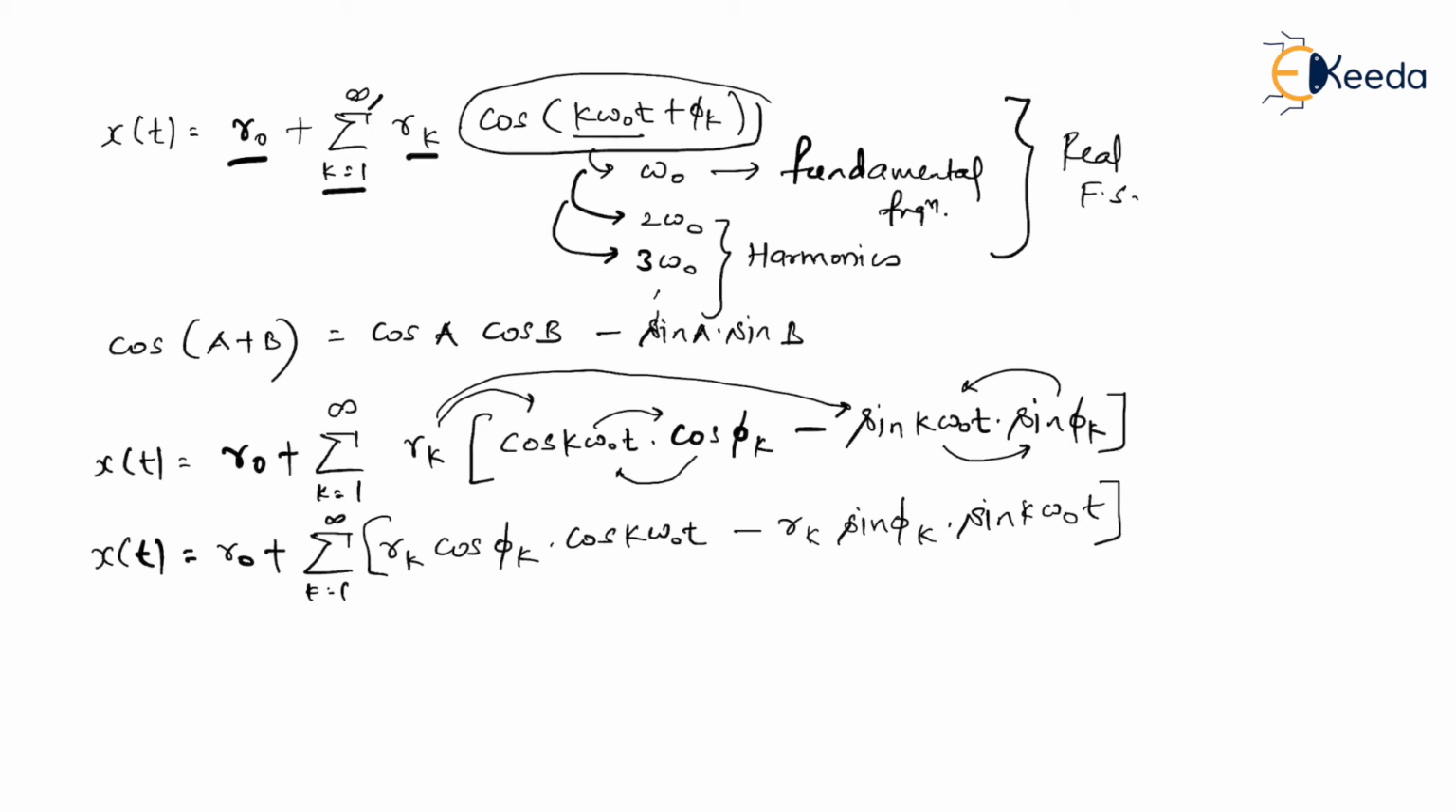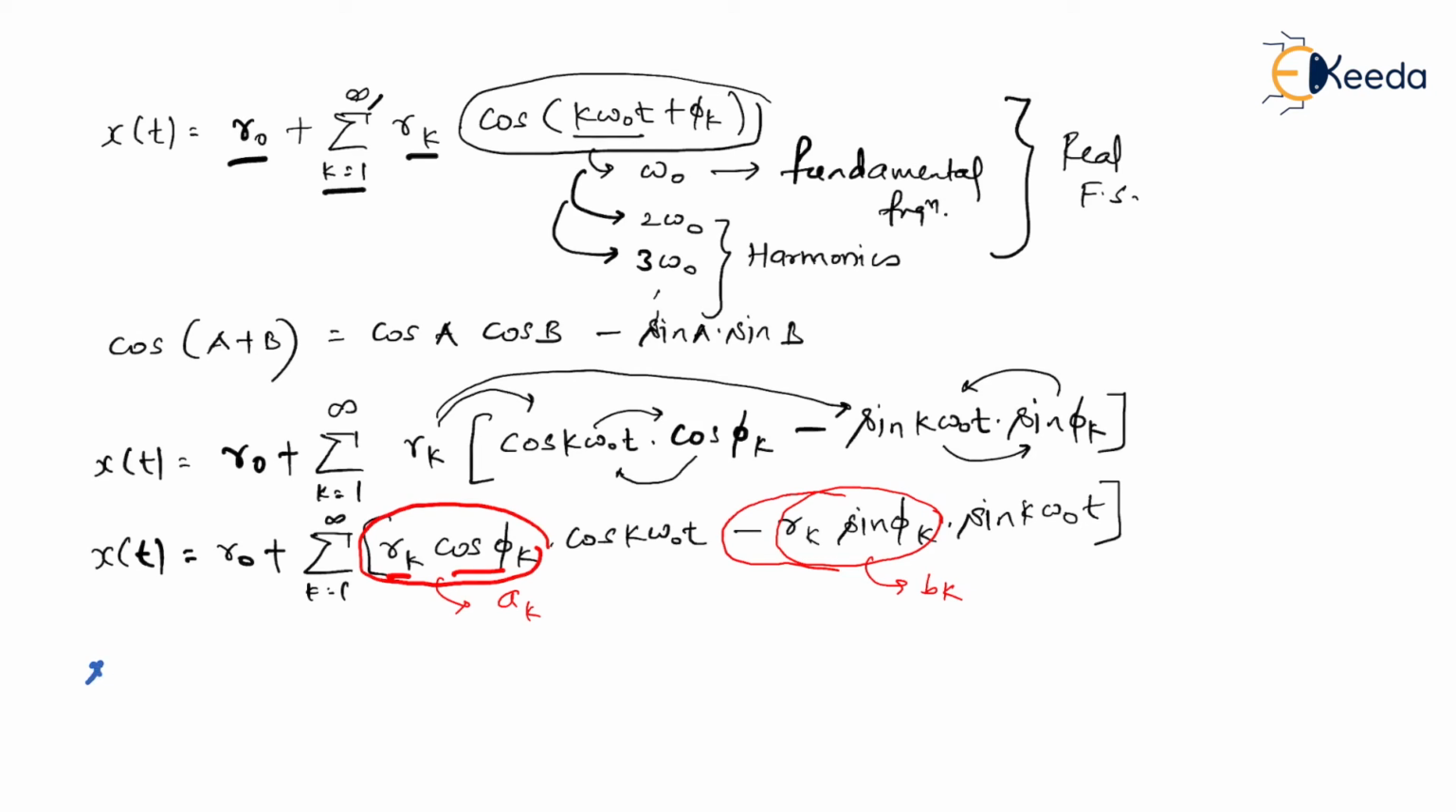So now here comes a very important situation. See carefully. You know that Rk is constant. Cos phi k is also constant. So I can substitute with some constant value. I'm going to substitute with some constant value, let's say ak. Whereas even this I'm going to substitute with another value, let's say bk. In fact, I'm going to include this negative sign also. So ak is Rk cos phi k and bk is minus Rk sin phi k.